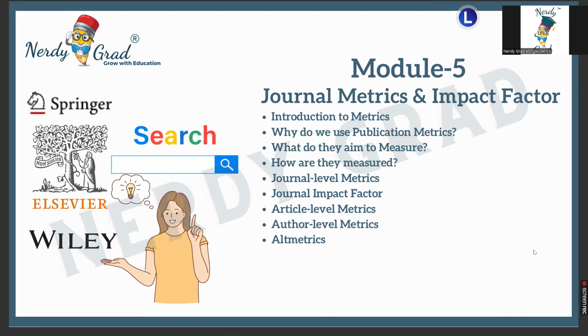In Module 5 we will talk about journal metrics and impact factor, which covers introduction to metrics, why we use publication metrics, what they aim to measure, how they are measured, journal level metrics, journal impact factor, article level metrics, author level metrics, and altmetrics.